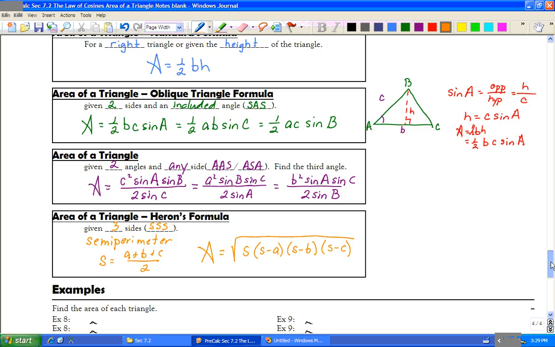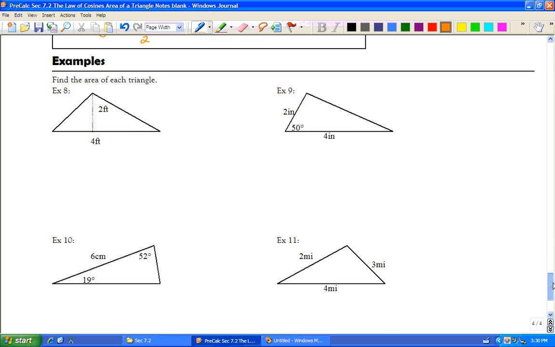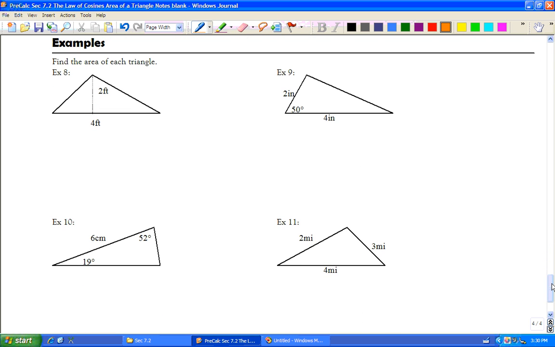Let's look and see if we can figure out where we are going to apply all those. So we have some examples here. If we take a look at example 8, we're given the base and the height because this is a right angle. So here's our base and here's our height. We're just going to use the formula we are all familiar with. Our area is equal to 1/2 base times height. So that's 1/2 of 4 times 2, which is equal to 4 feet squared. And area is in squared units.